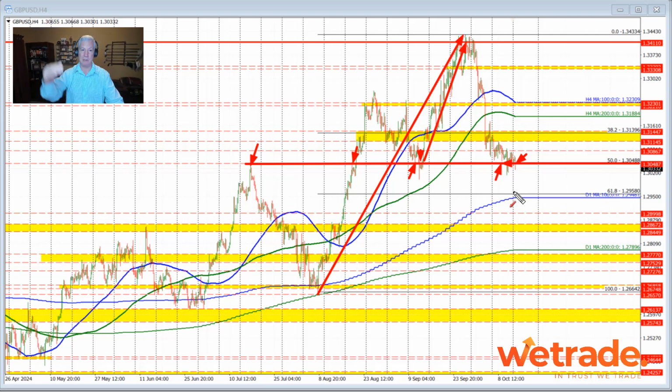As long as the price remains below that level, the bias remains more to the downside, and the sellers can further explore, potentially down to probably this area right through here. And also the 61.8% retracement and a rising 100-day moving average. Both of those levels will come into play on the downside for the sterling versus US dollar, as long as we stay below the 50% retracement.